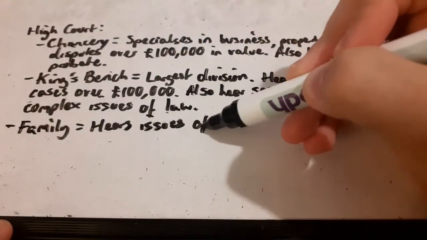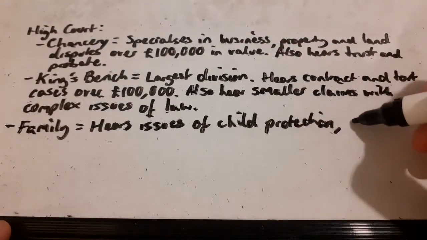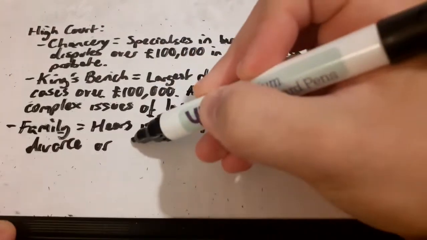The third division is the Family Division, and this hears cases involving the protection of children, such as divorces and custody cases.